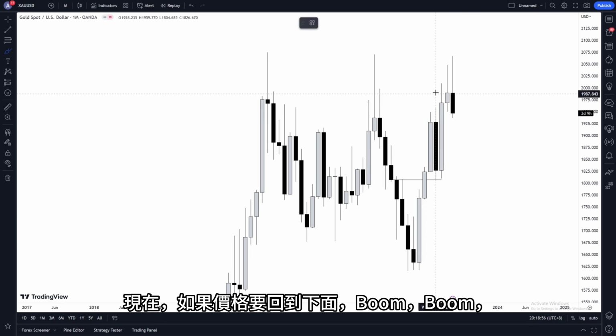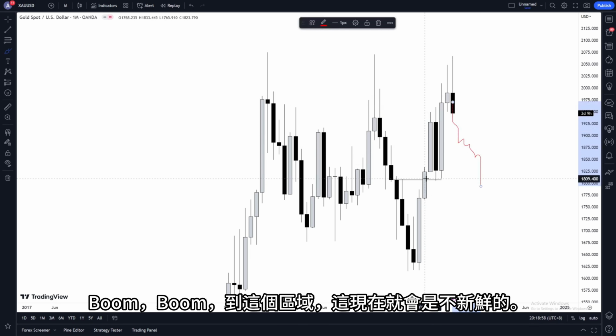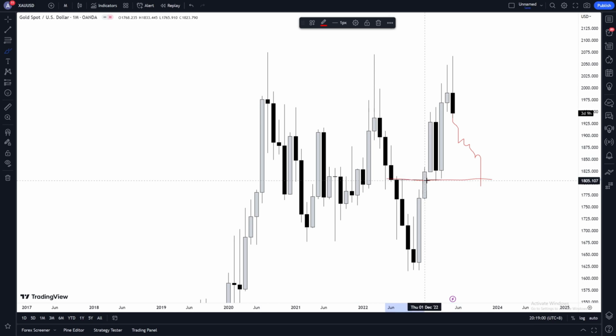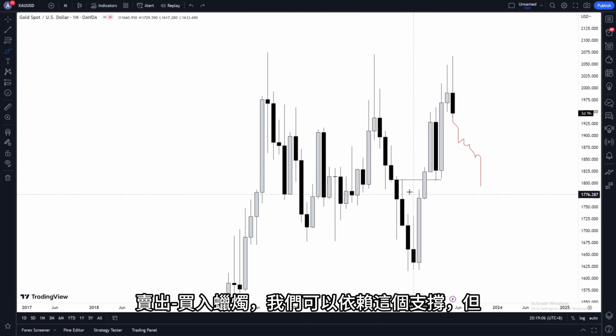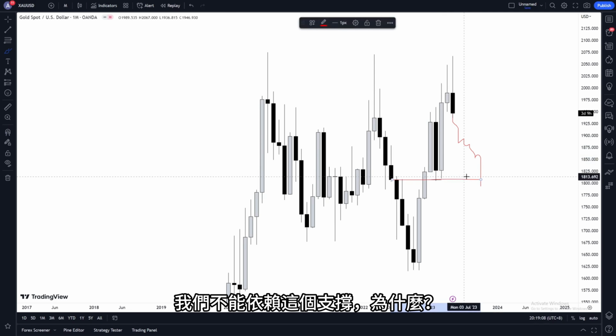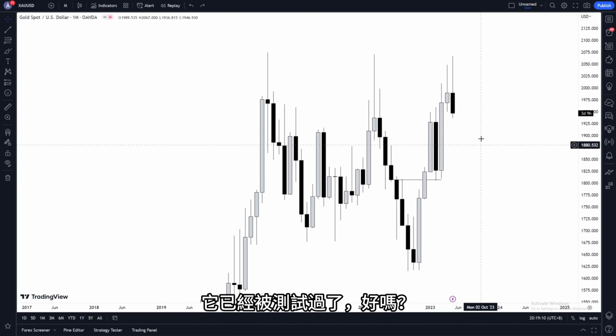Now, if price were to come back down, boom, boom, boom, boom, to this area, this would be unfresh now. We can't rely upon this to hold price. We can, however, rely upon this support, see? Sell buy candle, we can rely upon this support, but we cannot rely upon this support because why? It's already been tested. Okay, cool.